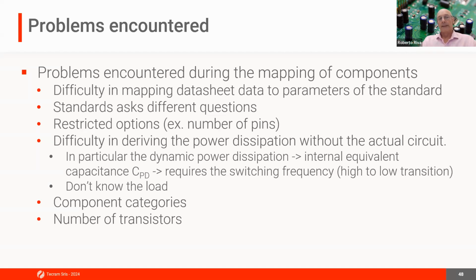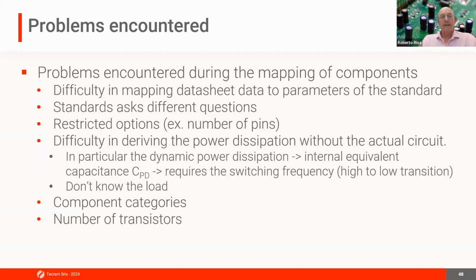And different standards ask you different questions. So, for example, the number of transistors. FIDES didn't ask us for anything like that. But FIDES gives us a little bit of a problem on one type of package where it imposed a number of pins. And of course, we didn't have the number of pins that it wanted. So we had to choose a number of pins of our integrated circuit that was not exactly what was requested.